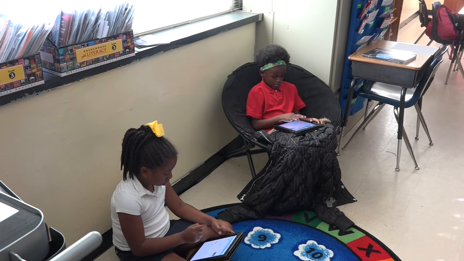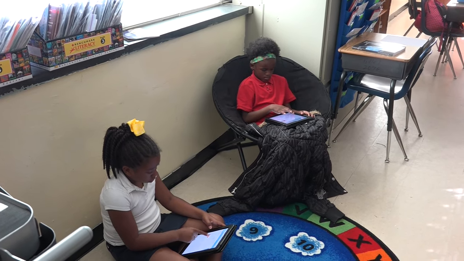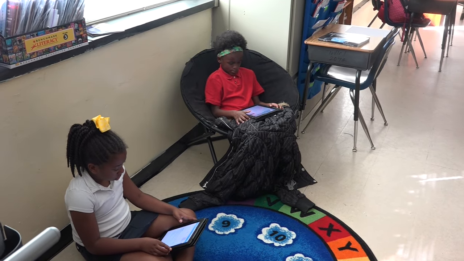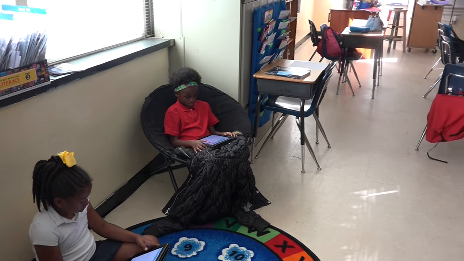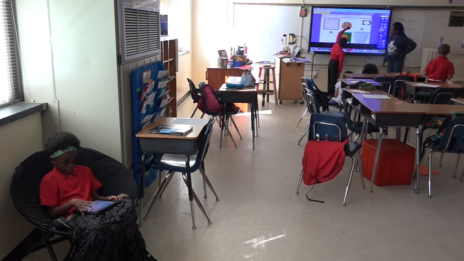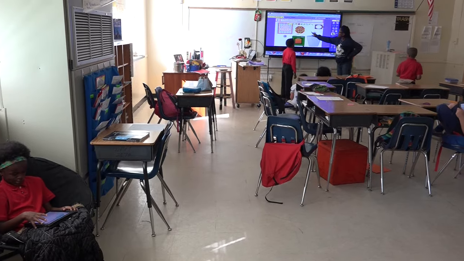Are they all equal, Javon? No. How do you know? Because the corners are small. You call it the point. Because on the outside is smaller. And that piece is small. That piece is small.